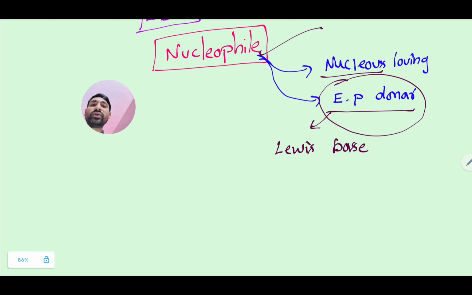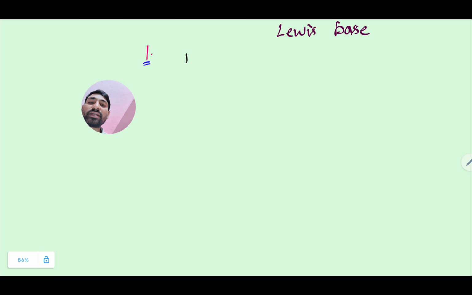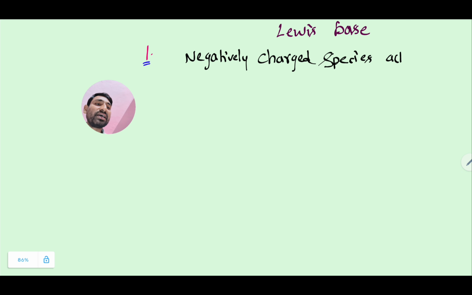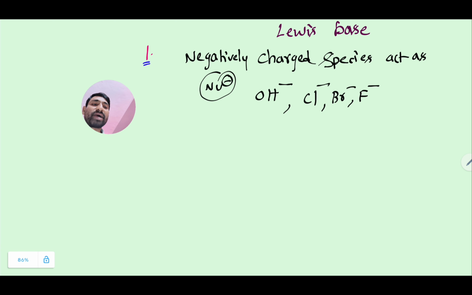Then how can we find a nucleophile? Follow me. In case 1, negatively charged species act as nucleophiles, guys. For example, if you take OH minus, Cl minus, Br minus, F minus, X minus, CN minus, RO minus. So here RO minus means alkoxide, CH3O minus, C2H5O minus, like that.